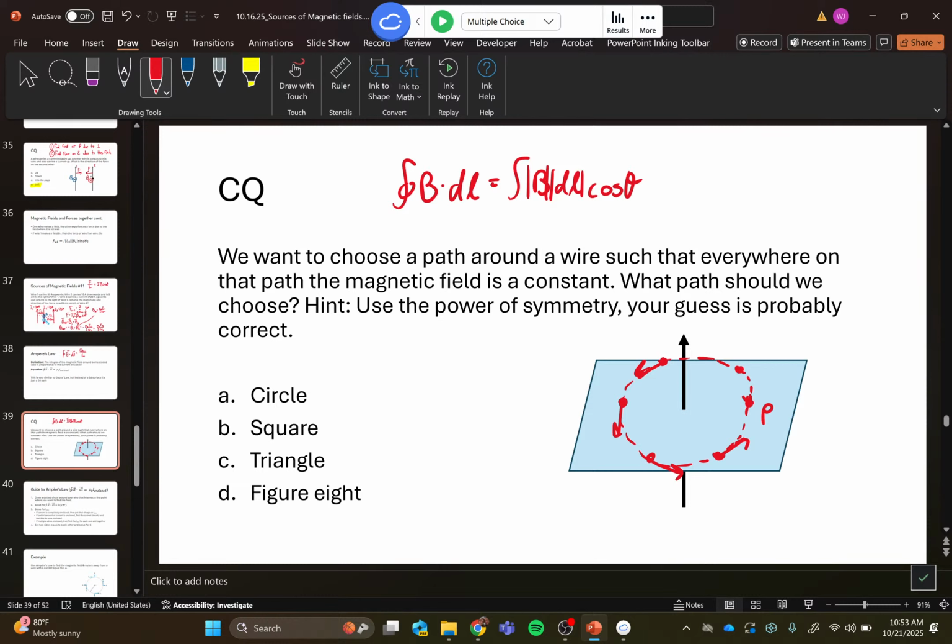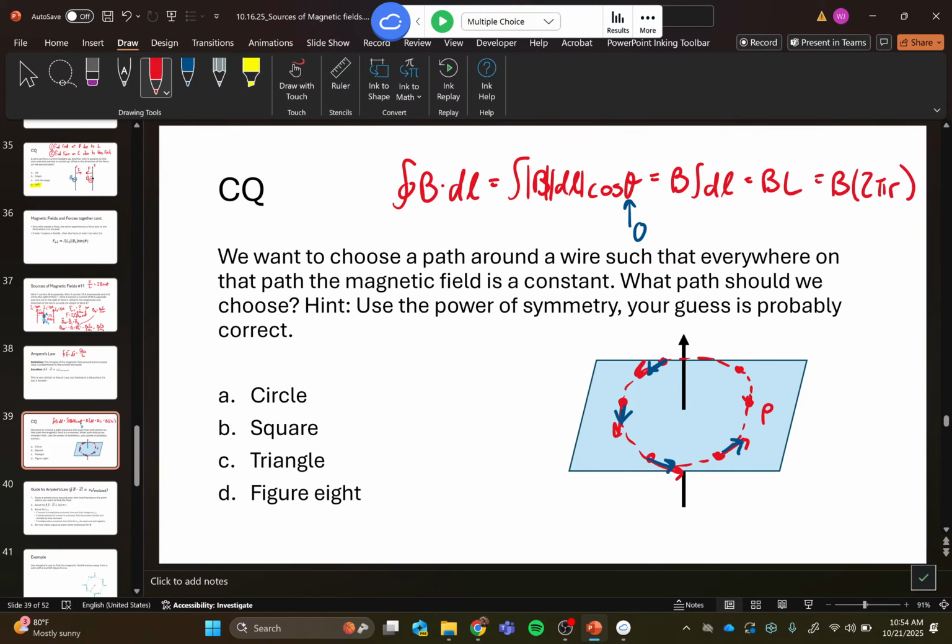Which way does dL point? It's the direction of my path. It is the same exact direction as B everywhere on this. So B is a constant. The angle is a constant. So what's the benefit of that? I can pull B out of this integral. What is the integral of dL? It's just L. What is L? It's the length of this circle, i.e. the circumference of a circle. 2 pi r.